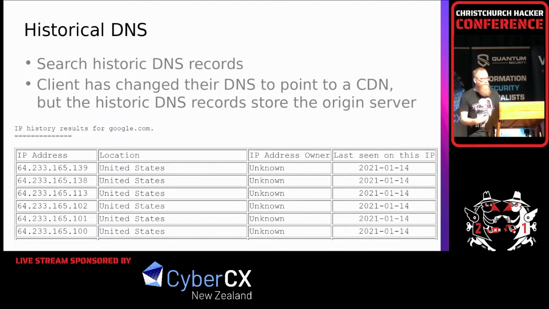Historical DNS. Pretty much every CDN will say, when you move to a CDN, once you've done that and moved across, make sure you change the IP address of your origin server so people can't find it in historical DNS. What historical DNS is, some people are capturing DNS over a long time, so you can go back and see what the hosts were previously. Chances are the IP address just before it moved to a CDN is still going to be the origin server.